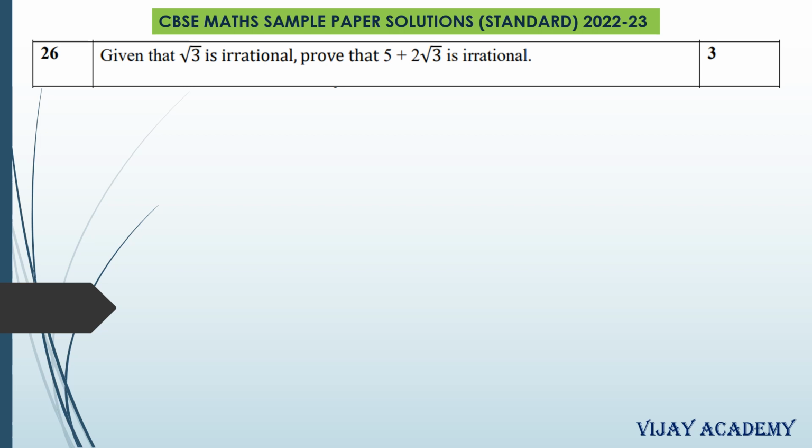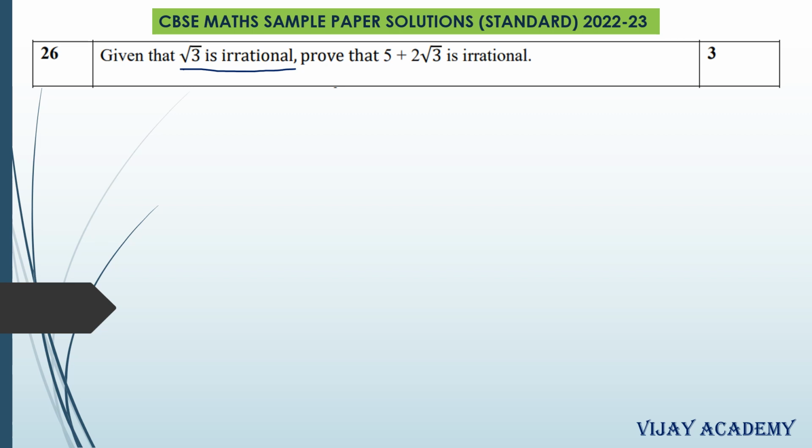So here it's already given that root 3 is irrational. So we need to prove 5 plus 2 root 3 is irrational. If it is not mentioned that root 3 is irrational, we are supposed to prove that root 3 is irrational, and then we have to prove 5 plus 2 root 3 is irrational. So in this question, we have to prove 5 plus 2 root 3 is irrational directly.